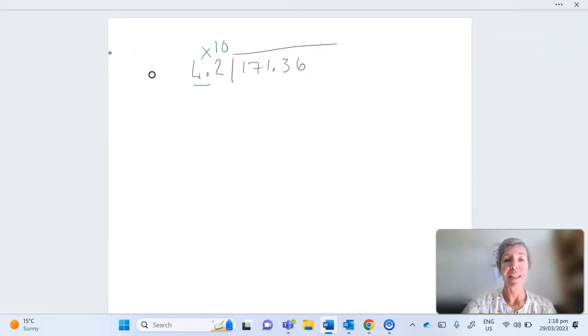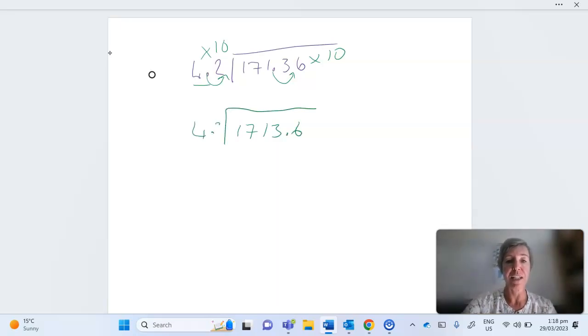I need to times it by 10. If I times that by 10, I need to times the number that I'm dividing by 10 as well. So I'm going to get 1,713.6, and I'm dividing that by 42. No decimal, sorry. Okay, so I'm going to have to do some multiplication, some little thinkings on the side because I don't know my 42 times table.